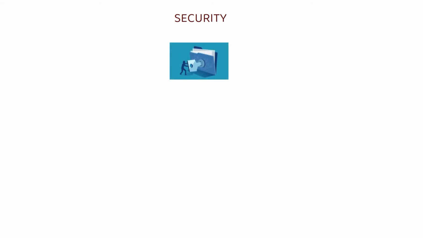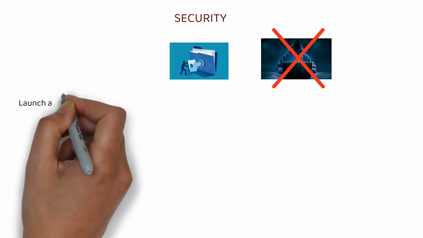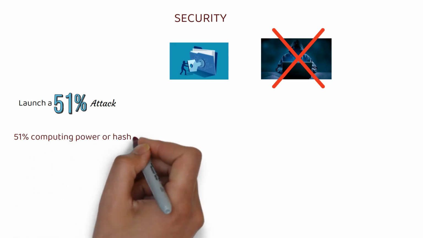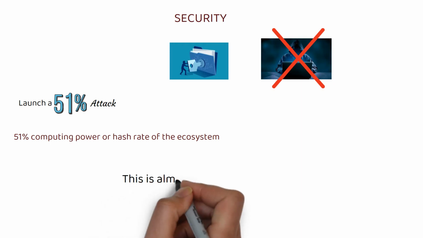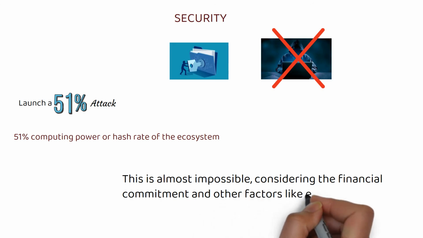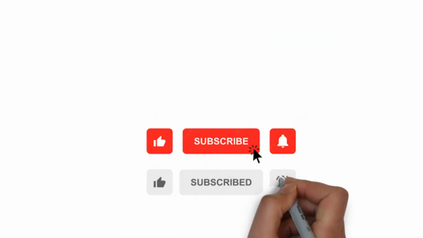Security. Blockchain data are encrypted cryptographically, making them less susceptible to cyber attacks. To attack a blockchain network, the attacker will have to launch a 51% attack, where the attacker will control 51% of the computing power or hash rate of the ecosystem. Simply put, the attacker will have to control 51% or more of the nodes on the blockchain network. This is almost impossible, considering the financial commitment and other factors like electrical power.